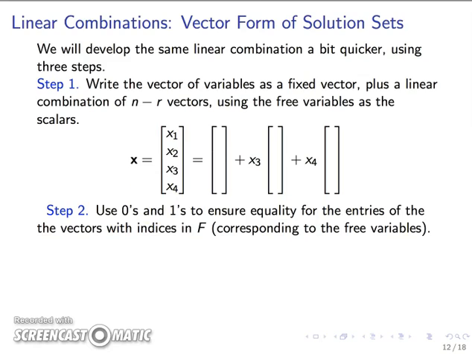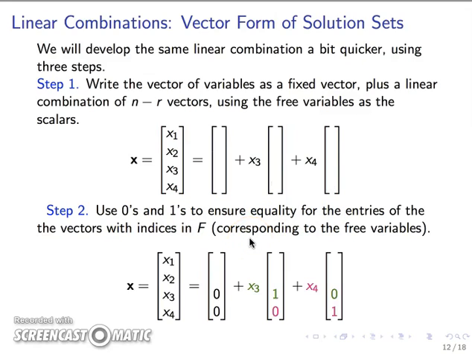We're going to write, for example, a 1 in the corresponding location for each of the free variables. So there will be a 1 on location 3 here, and there will be a 1 on location 4. But for this vector here, there will be a 0 in location 4, and for this vector, there will be a 0 in location 3. So we're going to substitute with zeros and ones to ensure equality in the entries of the vectors with indices in F. And then we're also writing zeros on the corresponding entries of the fixed vector.